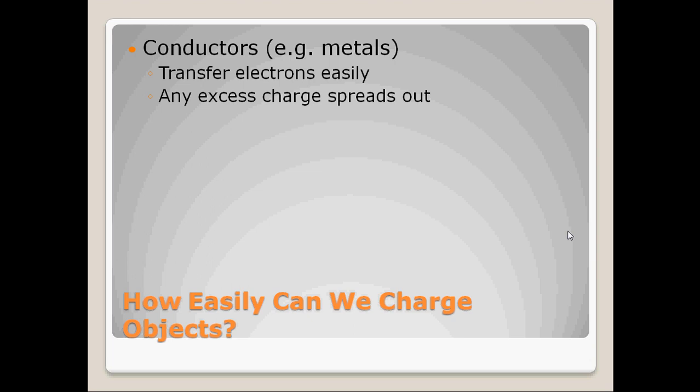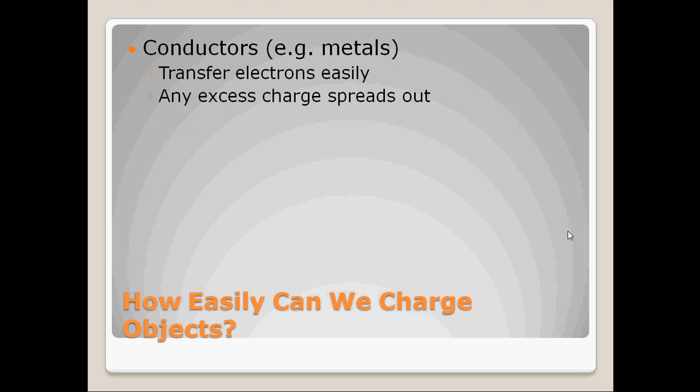Okay? So our first category of objects is conductors. A great example of conductors is metal. Okay? Conductors are the type of material that transfer electrons very easily, so it's very easy to give them a charge. And what's more is that once a conductor gains a charge, it's going to spread that excess charge out evenly across the entire object.